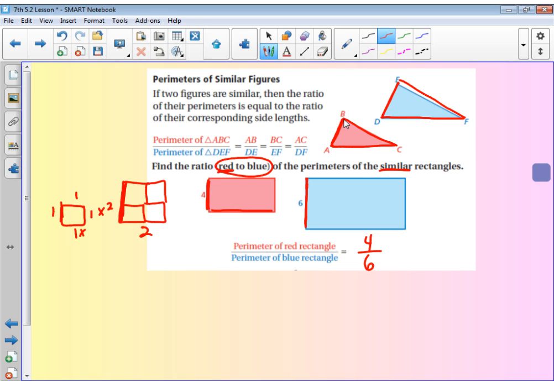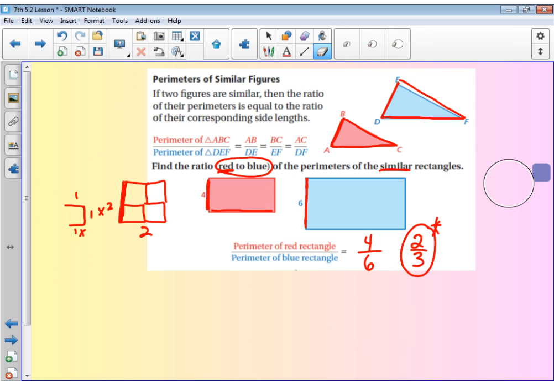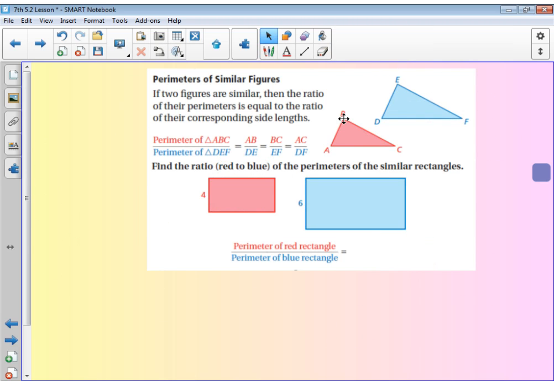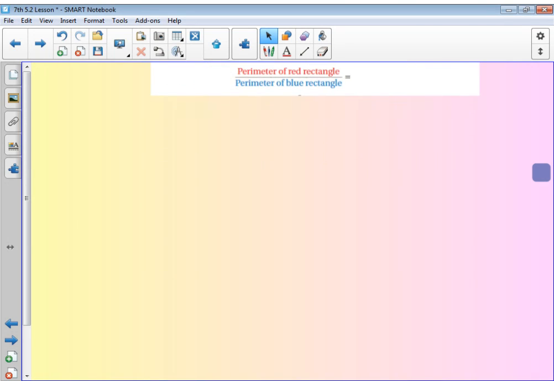So our red is actually 2/3 the size of our blue. Our perimeter is 2/3 the size. The red is 2/3 the size of the blue's perimeter, or the side length of 4 is 2/3 the side of the 6 on the blue. Okay, this is our final answer, stating our ratio or our proportion in reduced form. Key thing is making sure that you reduce them down. Okay, so let's go ahead and try another one.